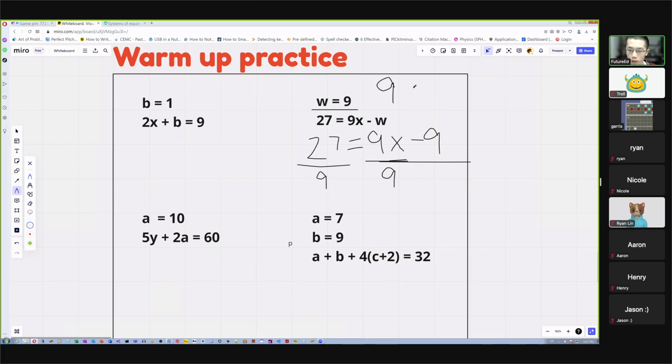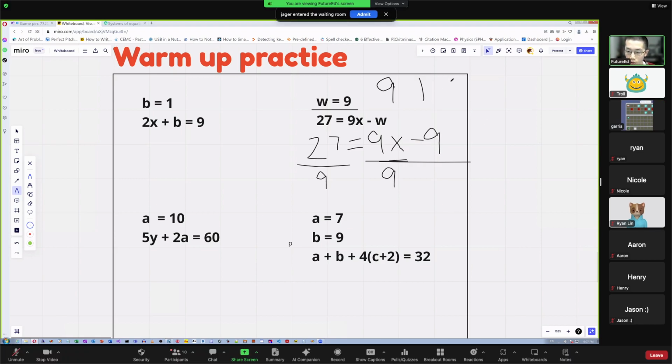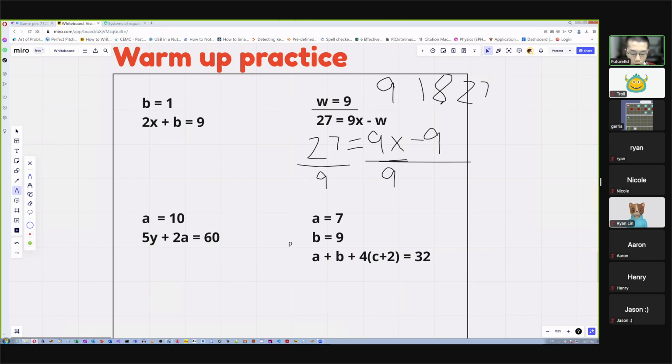So remember our times tables? We have 1 times 9 is 9, right? What's 2 times 9? 18. 3 times 9 is 27, right? So if I get rid of all that, we have 27 divided by 9 is 3, right? And then on this side, we have 9.